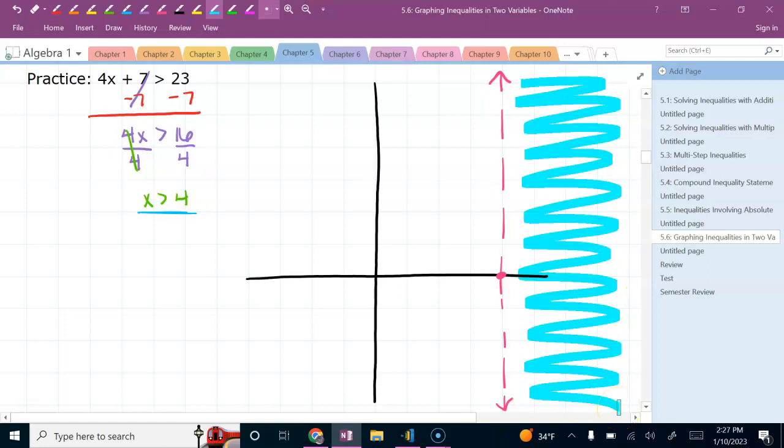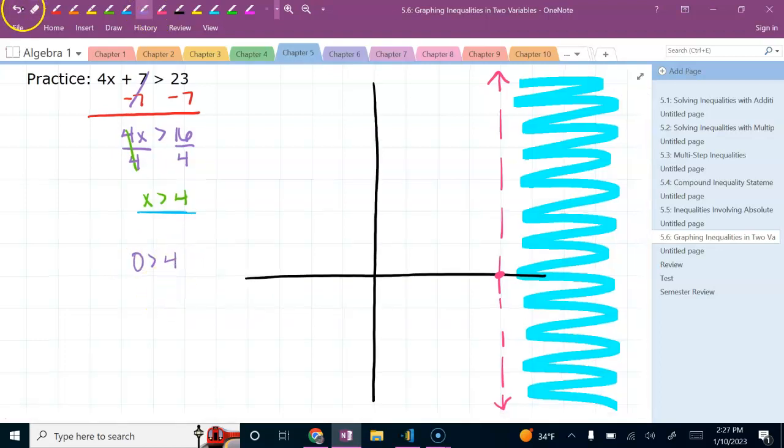You could still test 0, 0. You could put 0 in for x. You would end up having just 0 is greater than 4, which is true. Sorry, not true, false. And then that's why we're shading on the right side, because we don't want to include 0, 0 in our shading.